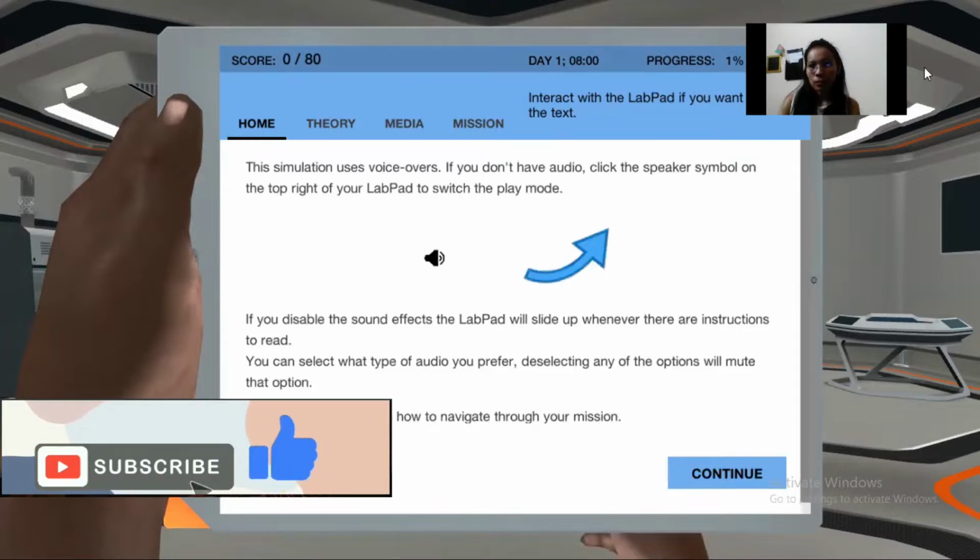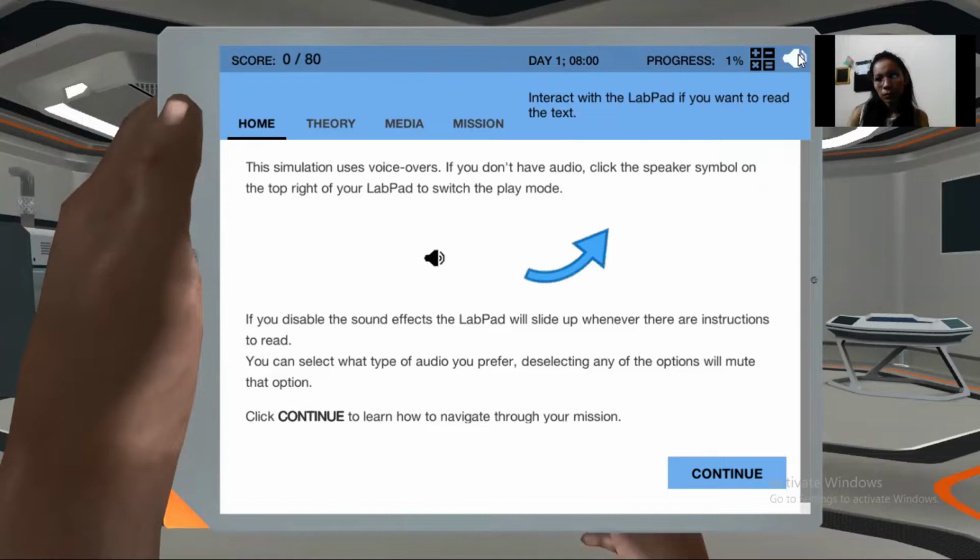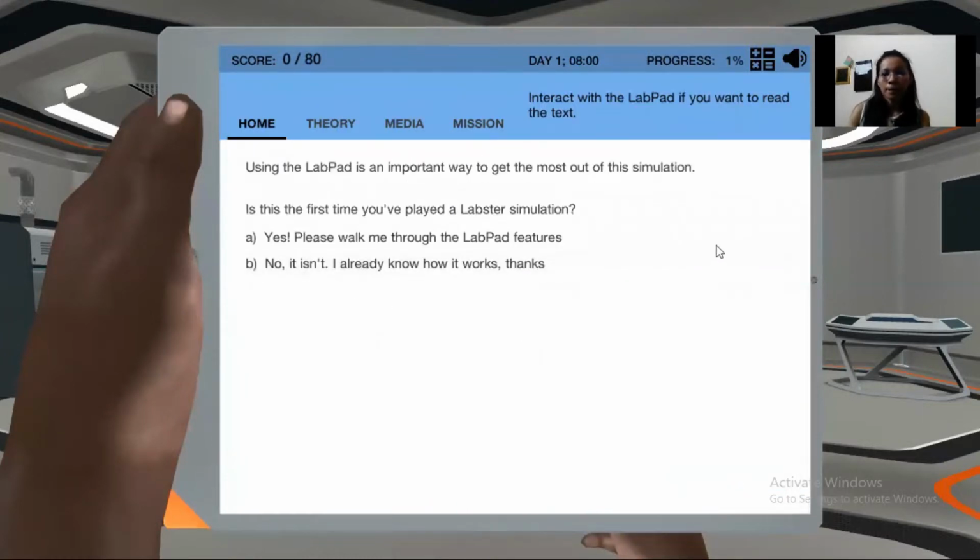If you don't have audio, click the speaker symbol on the top right of your lab pad to switch the play mode. If you disable the sound effects, the lab pad will slide up whenever there are instructions to read. You can select what type of audio you prefer. Deselecting any of the options will mute that option. Using the lab pad is an important way to get the most out of this simulation.